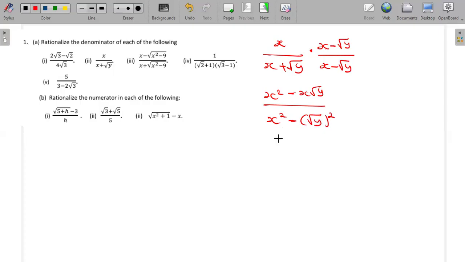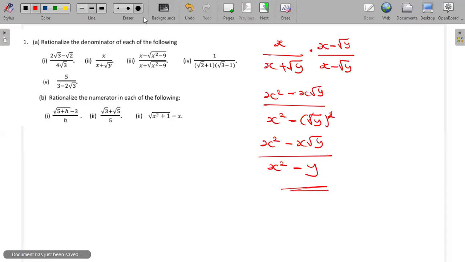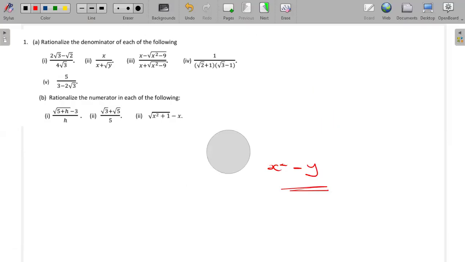So this now gets rid of this square root there, because this and that there will cancel, and you have x squared on top minus x root y, like that. Then you have x squared, then that is minus y is what you remain with. And this is your answer, like that. You have rationalized. Okay. Let's move on to the next one.